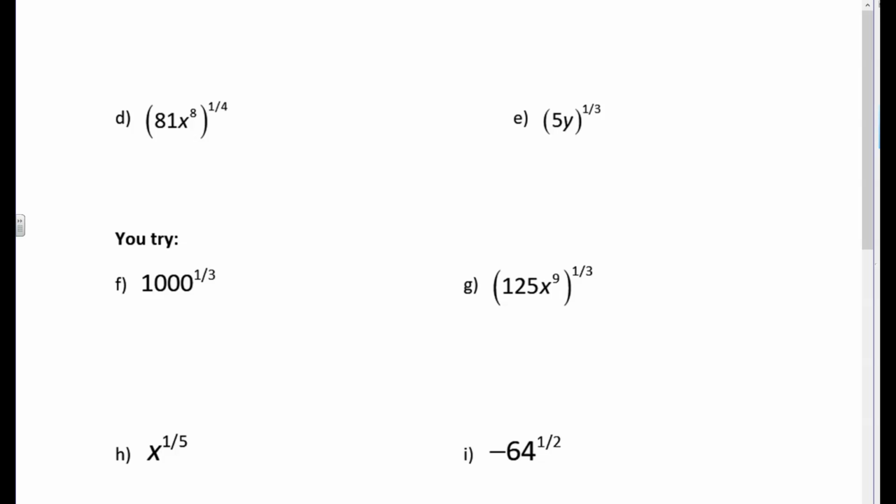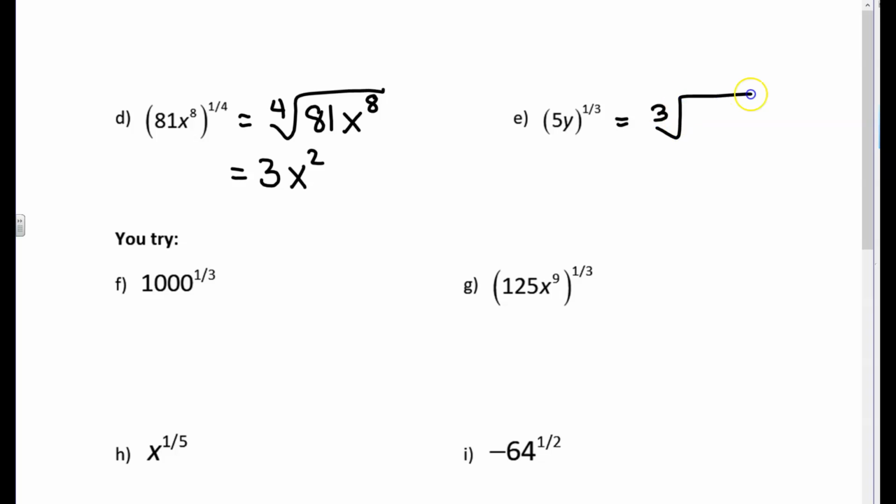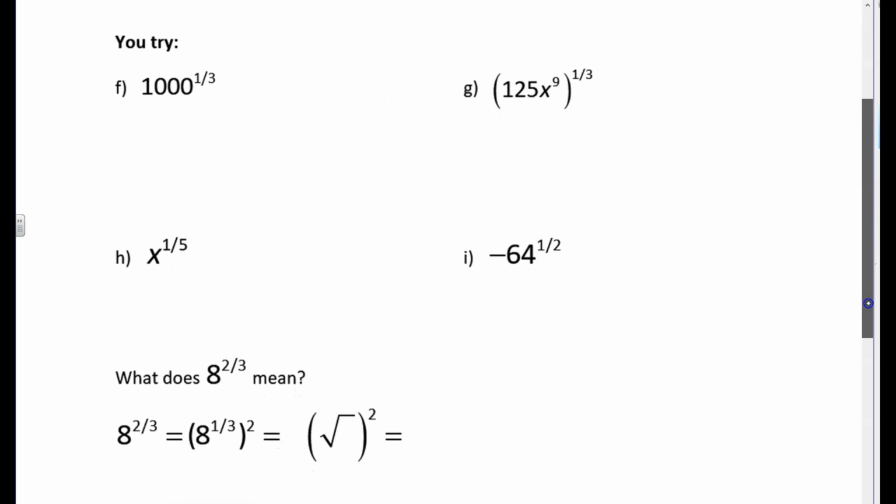Here I have the fourth root of 81x to the 8th. Well, the fourth root of 81 is 3, and the fourth root of x to the 8th is just x squared, so I get 3x squared. And here we get the cube root of 5y, which actually can't go any further, and that's as good as that gets. All right, guys, take a minute now and do these 4 problems on your own.